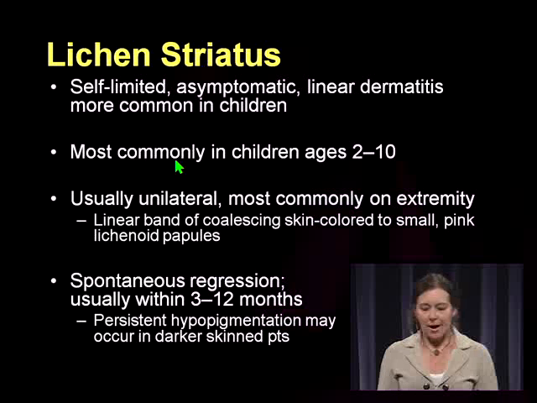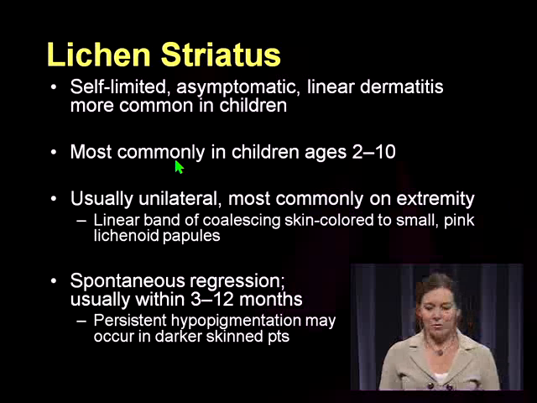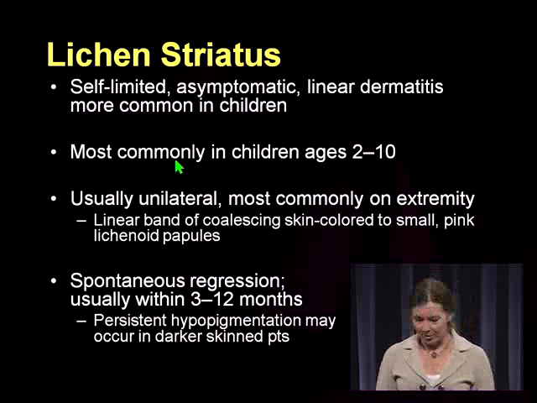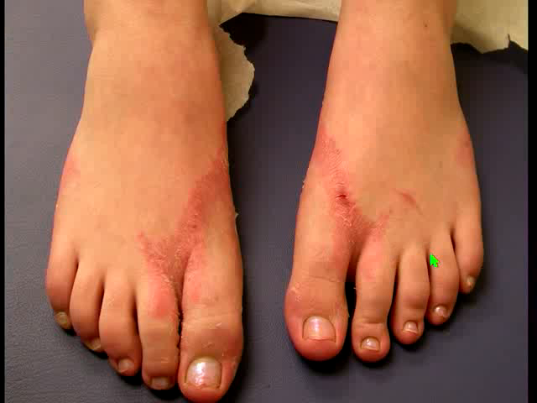And typically this is a linear band of coalescing, skin-colored to pink, flat-top papules, or what we call lichenoid papules. Fortunately, this condition tends to go away on its own within about several months, usually within a year or so. However, it often leaves some hypopigmentation or decreased pigmentation in darker-skinned individuals. So here we see a couple examples. You can see this nice linear pattern here, coalescing pink papules forming a linear plaque, and a similar lesion on the abdomen here. And here's another, that's it on lichen striatus.